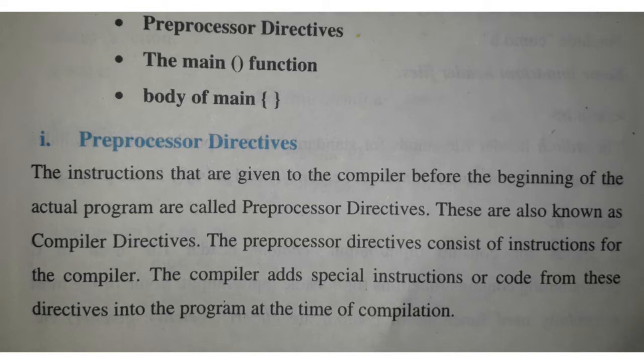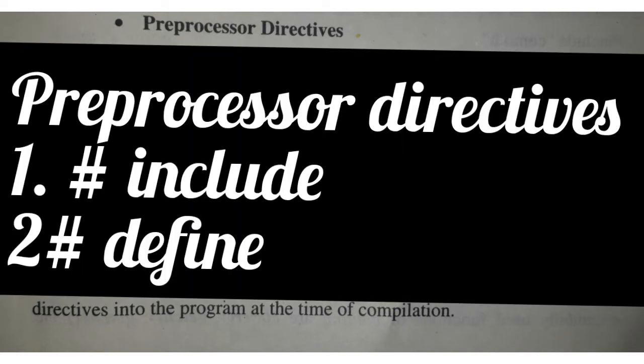The compiler adds special instructions or code from these directives into the program at the time of compilation. The preprocessor directives are also used to include different header files. The header files contain predefined functions. There are two types of preprocessor directive: the hash include and the hash define. Every preprocessor directive starts with the hash symbol.